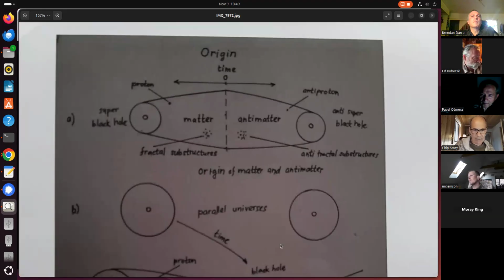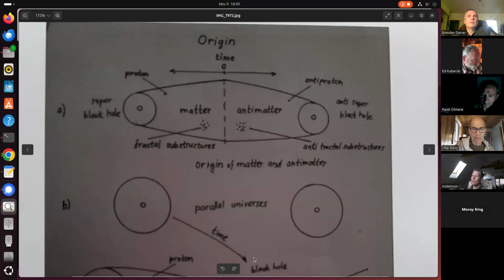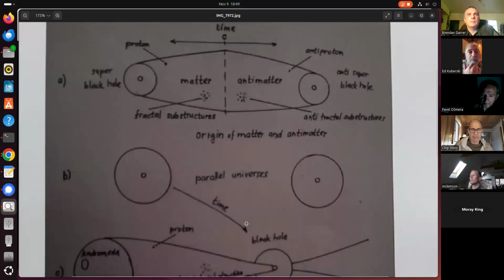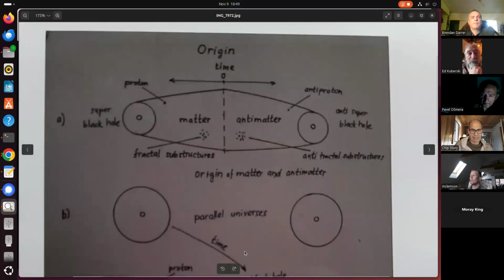So we have an origin with a dichotomy of matter versus antimatter. We see protons and antiprotons in the mix. We have fractalized substructures, anti-fractalized substructures, super black hole versus an anti-super black hole. Okay, yin and yang, origin of matter and antimatter. Stare at that for a minute. Oh, and time is involved. This looks to me like the Turing wave moving back and forth between space-time and time-space. Yes, that's exactly what he's got drawn here, essentially. He's just using different words, but it's basically the same idea, right?